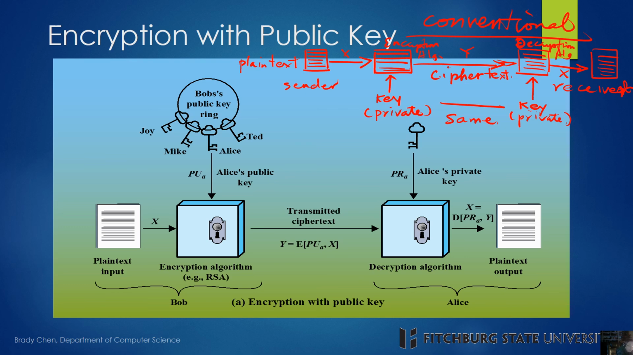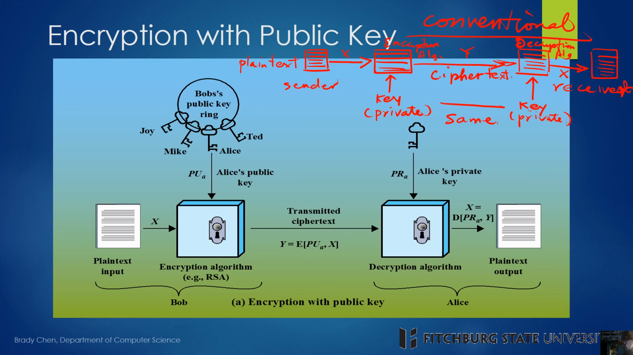If both sender and receiver keep the private key secret, it's very difficult for a third party to decrypt the ciphertext message. So that's conventional. Now, in this module, we will focus on public key encryption, which is an asymmetric system. It's different from the conventional one. For public key encryption and decryption, the sender and the receiver use two different keys.